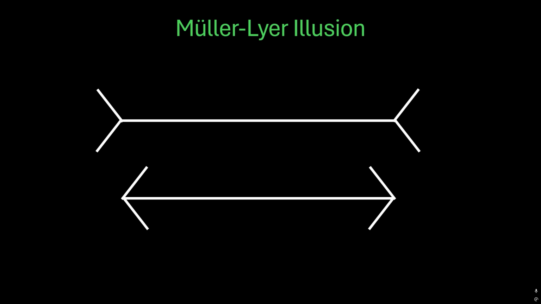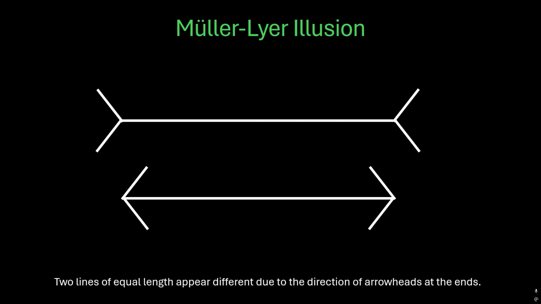Again, you wouldn't be alone by yourself if you said it was the top line that appears longer, because it does appear longer. However, they're both equal length, so two lines of equal length appear different due to the direction of the arrowheads at the end. So if we remove those arrowheads, you'll see that both lines are indeed the same length.